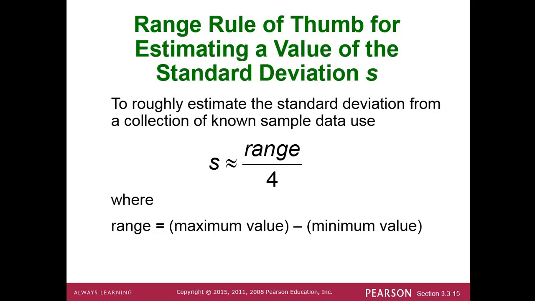To roughly estimate the standard deviation from a collection of data, you could simply take the range and divide it by 4. That would be a little bit larger than the real value for your standard deviation, but it's a good ballpark figure if you're dealing with a large data set and did not have time to do the computations.